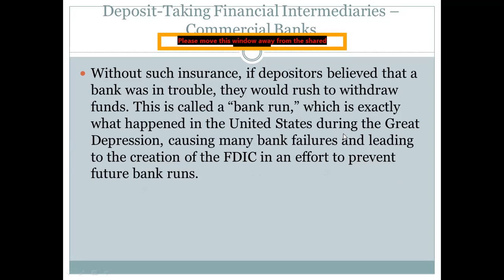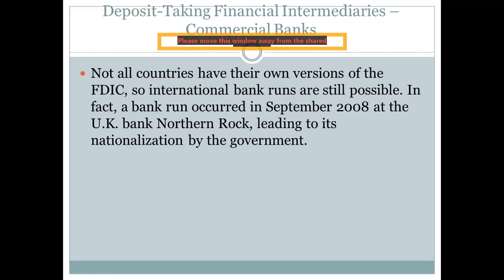Without such insurance, if depositors believed that a bank was in trouble, they would rush to withdraw funds. This is called a bank run, which is exactly what happened in the US during the Great Depression, causing many bank failures and leading to the creation of the FDIC in an effort to prevent future bank runs. Bank runs withdraw all the money from one bank and bring it to another. Not all countries have their own versions of the FDIC, so international bank runs are still possible. In fact, a bank run occurred in September 2008 at the UK bank Northern Rock, leading to its nationalization by the government.